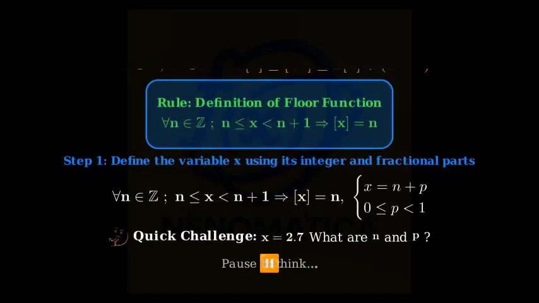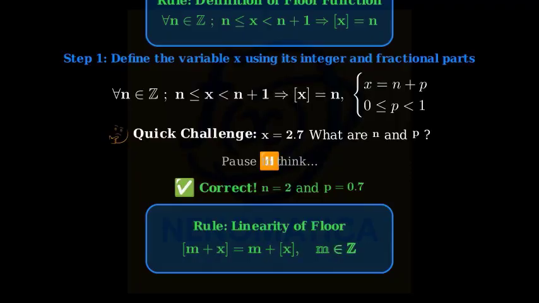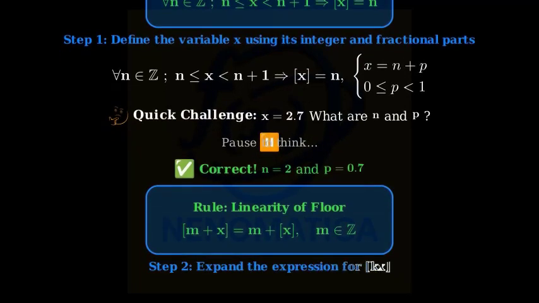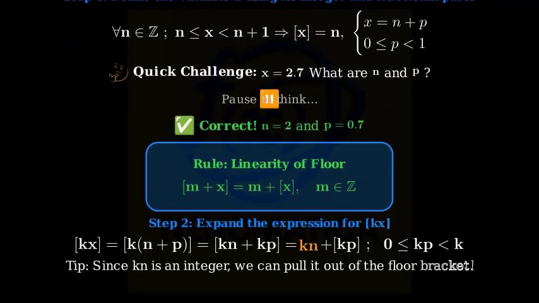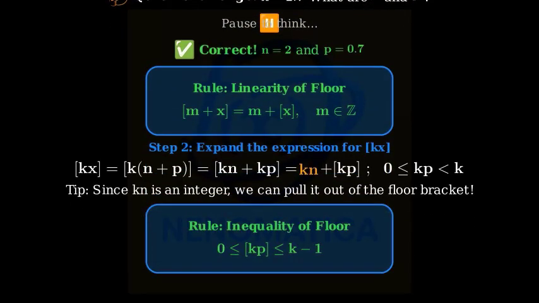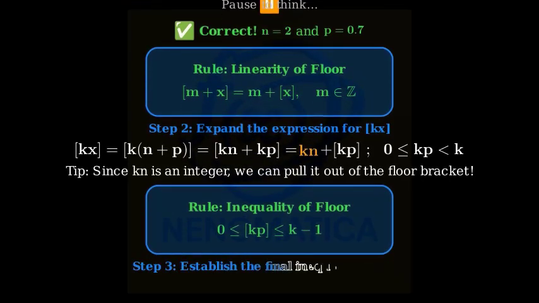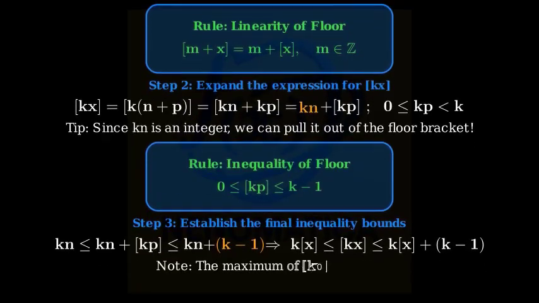Next, we use the linearity of the floor with respect to an integer shift. Step 2. Linearity of the floor with respect to an integer shift. Step 2. Expand the expression for k times x and use that k times n is an integer so it can be pulled outside the floor operator. Finally, we bound the floor of k times p between 0 and k minus 1. Step 3. Establish the final inequality bounds and conclude the desired result.